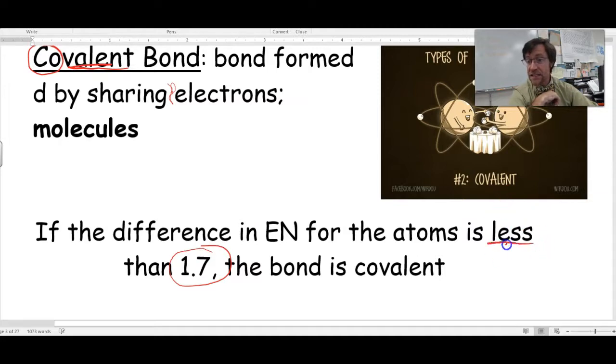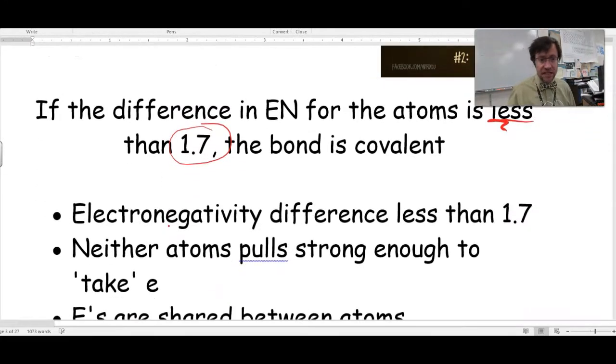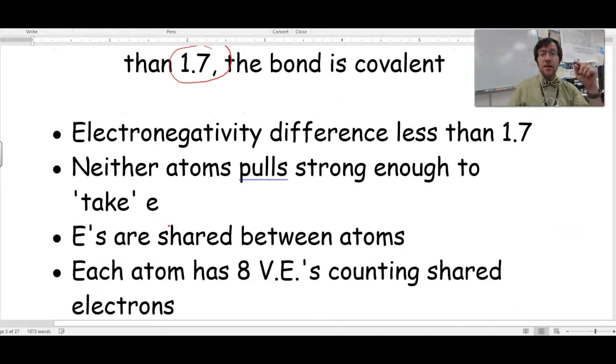So if it is less than 1.7, what that means is neither one is able to rip electrons off. So in that tug of war, nobody wins. So what happens is they end up sharing. The electrons literally kind of live on both atoms at the same time. It's not a big concept. We all share lots of things. We all share our homes with our families and whatnot. So that's what electrons do. They share orbitals with each other. It's pretty easy.